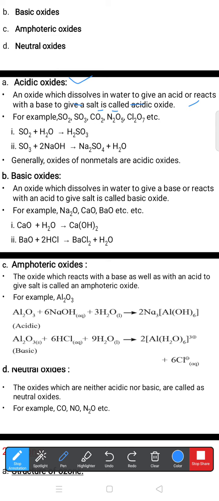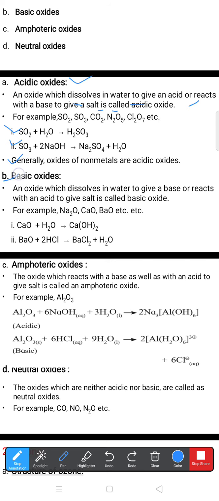Sulfur dioxide, when it combines with water, gives H2SO3. Sulfur dioxide reacts with a base like NaOH to give Na2SO3 along with a molecule of water. Generally, these oxides of non-metals are acidic in nature. That is why they are called acidic oxides.